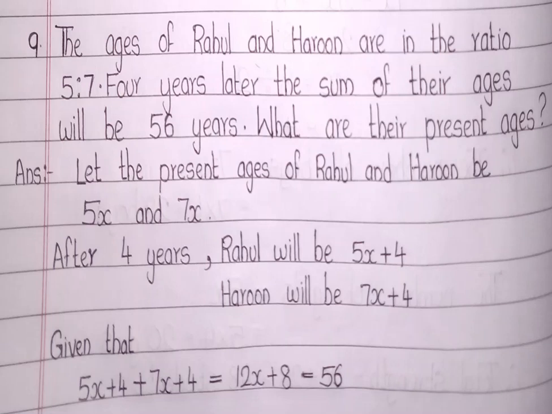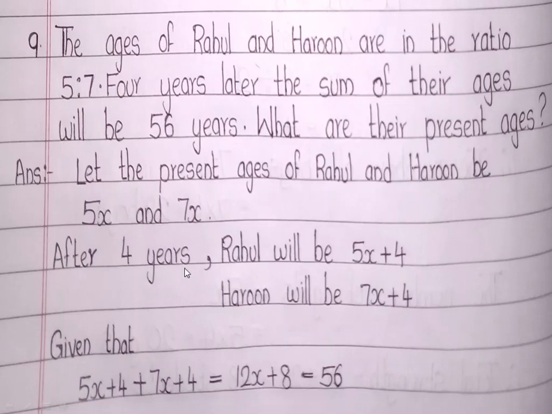Students, in this question you have two concepts. The first concept you have come across in the previous class, that is the 5:7 ratio. I told you in that class, when you get a question with a ratio, you will take that ratio itself as numbers, 5x and 7x. The age of Rahul will be 5x and the age of Harun will be 7x.